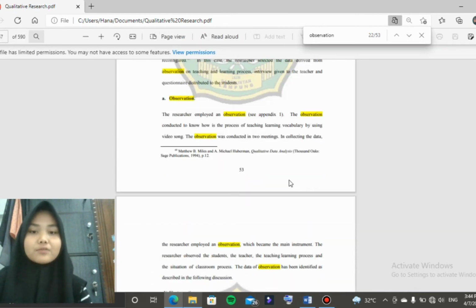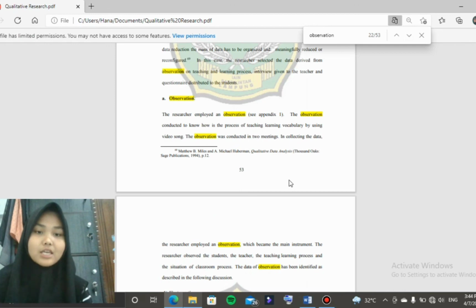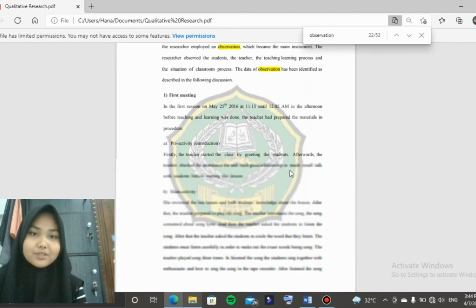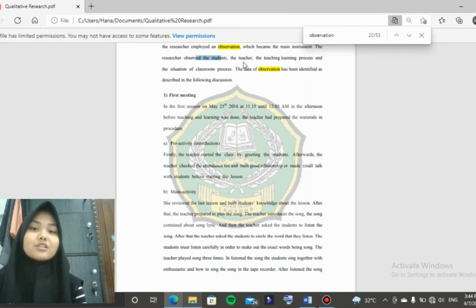That observation was conducted in two meetings. In collecting the data, the researcher employed observation, which became the main instrument. The researcher observed the students, the teacher, and the teaching learning process and the situation of the classroom process.